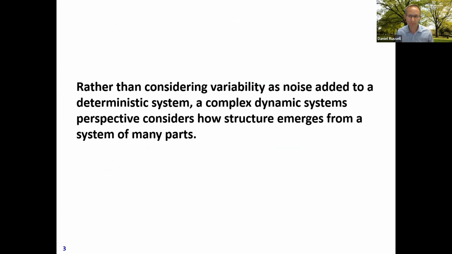I think one of the main things that a complex dynamic systems approach does is to flip this notion of variability on its head. Rather than considering variability as noise that's on top of a deterministic system, where the structure's there and there's noise hiding it, a complex dynamic system considers how structure emerges from a system of many parts, so that this noise variation is really embedded in the data that we see.